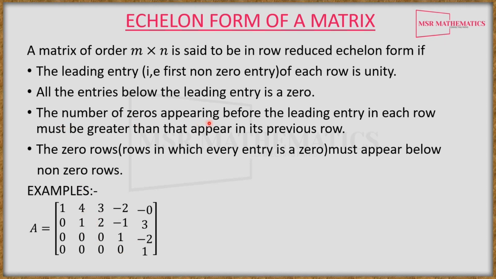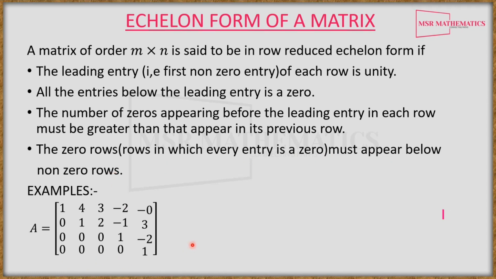Similarly, the number of zeros appearing before the leading entry in each row must be greater than that in its previous rows. Here the fourth row contains 4 zeros, which is greater than that of the previous row, where we have 3 zeros. So if we have 3 zeros, it is greater than the previous because that has only 1 zero. The fourth property is that a zero row, that is, a row in which every entry is 0, must appear below a non-zero row. Here there are no zero rows.